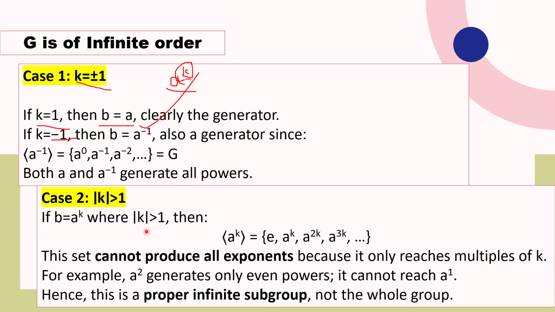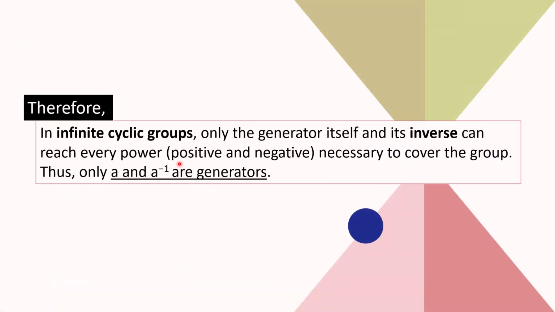Therefore, we cannot have k greater than 1, right? Hence, this is a proper infinite subgroup. It's a subgroup, not the whole group. All right. Therefore, in an infinite cyclic group, only the generator itself and its inverse can reach every power, positive and negative, necessary to cover the group. That's what we proved.